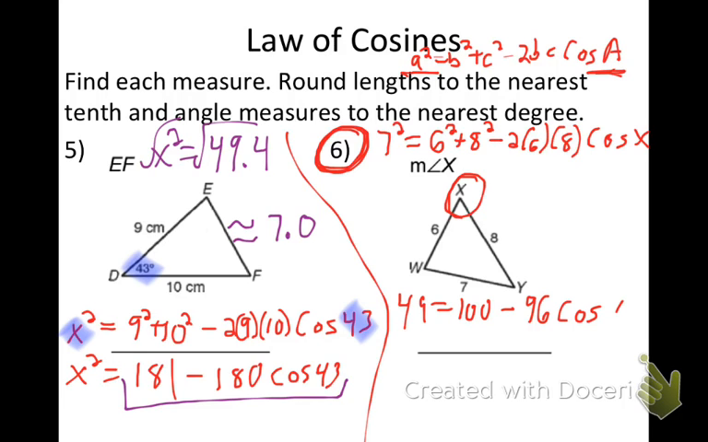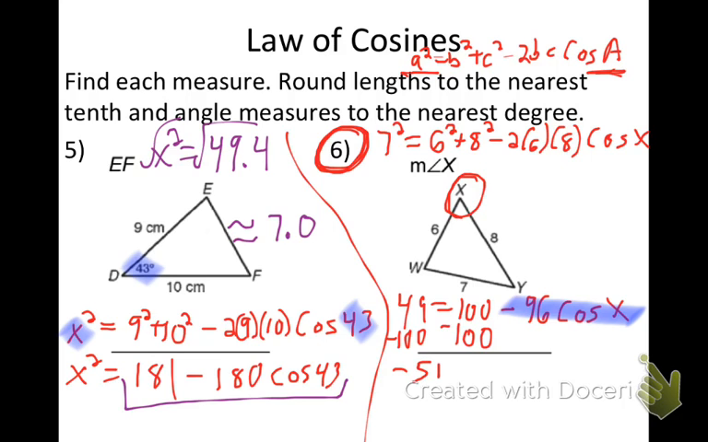Cosine of x. Okay, everybody does good until they get to this point. Here's where students make the mistake. Can I do 100 minus 96? No. This is a complete term of itself. So think about this algebraically. Well, how do I solve for that? I then have to do what? I've got to subtract this 100 to the other side first.